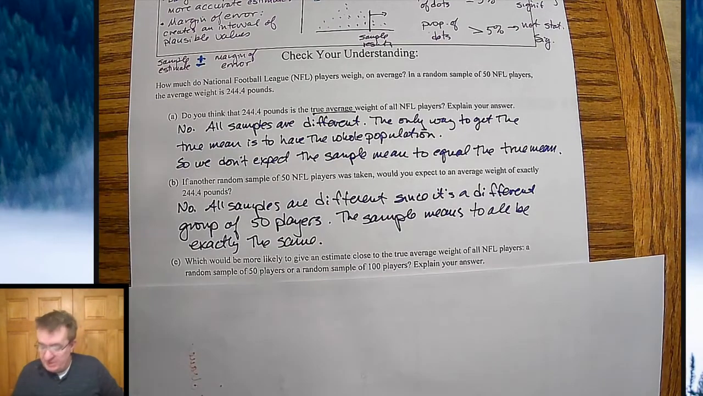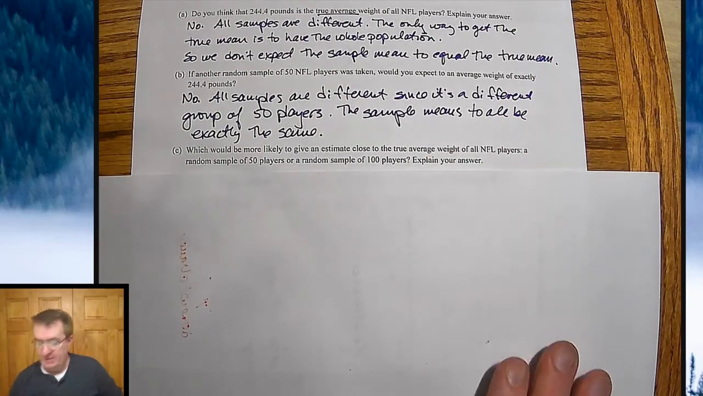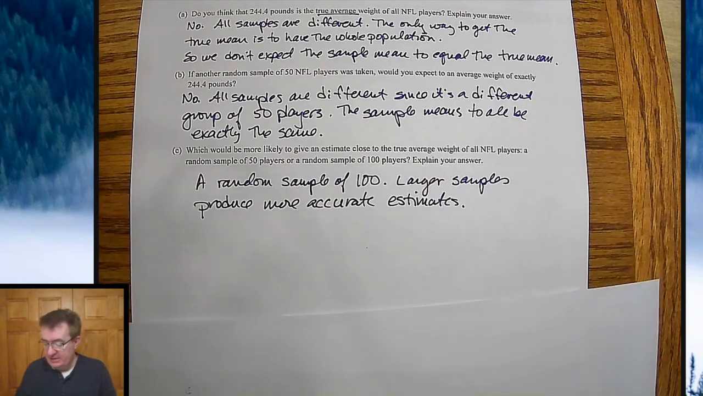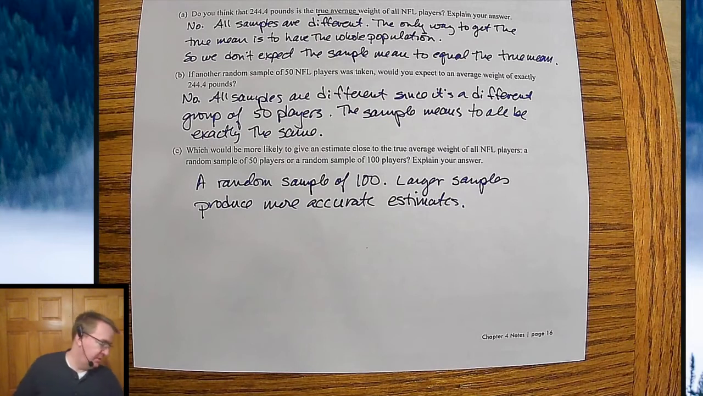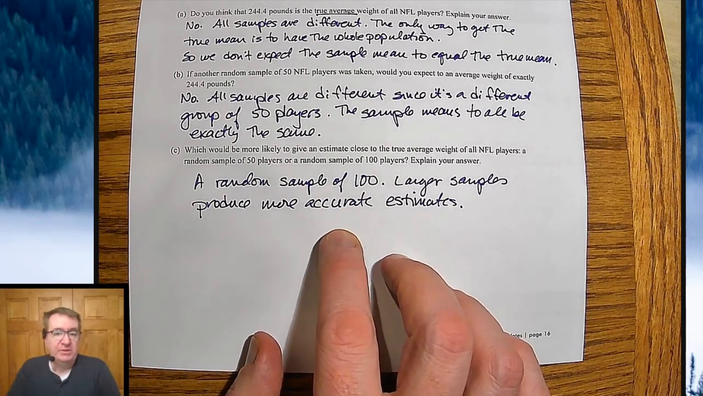And lastly, what's going to be more likely to give an estimate of the true weight of all NFL players? A random sample of 50 players or a random sample of 100? Like I said above, the more items you have in a sample, the more chance you have to spread out that difference of an outlier. So in this case, the random sample of 100 is going to be better.